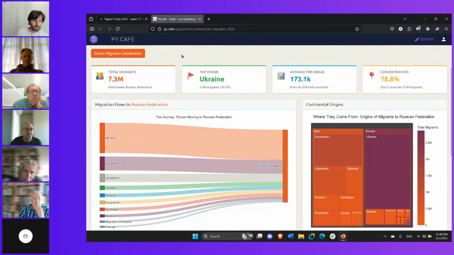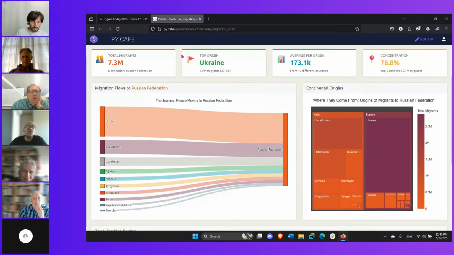Interesting that the Russian Federation, for instance, has a total of, in my case, I see 7.3 million total migrants. At the top one are from Ukraine. For me, it was wow. And obviously, well, you can see also.